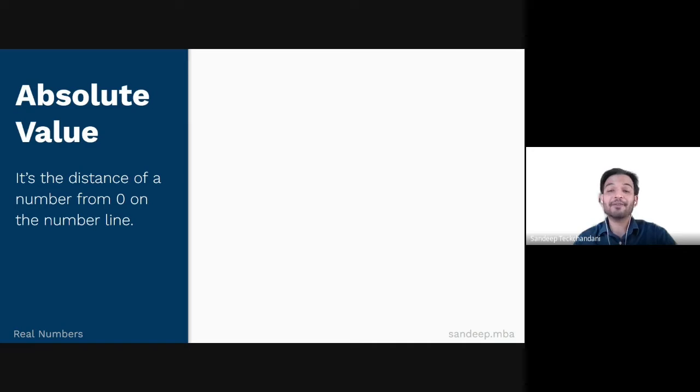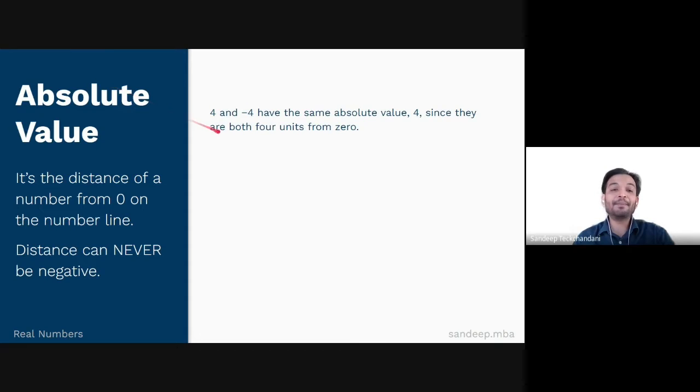Distance can never be negative. Therefore, the absolute value can never be negative. The absolute value is always non-negative. For example, 4 and minus 4 have the same absolute value 4 since they are both 4 units away from 0.